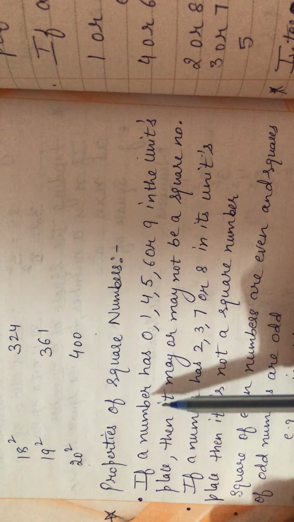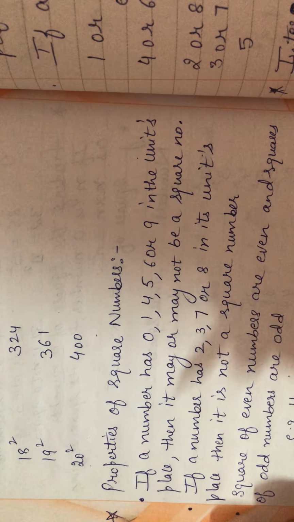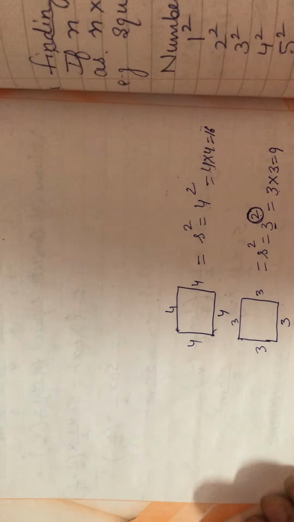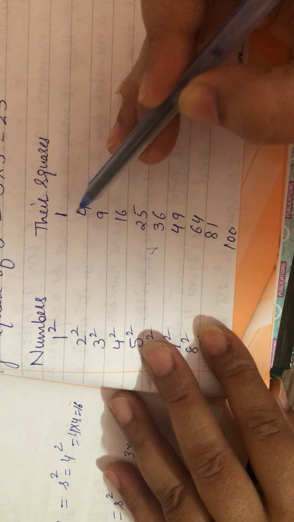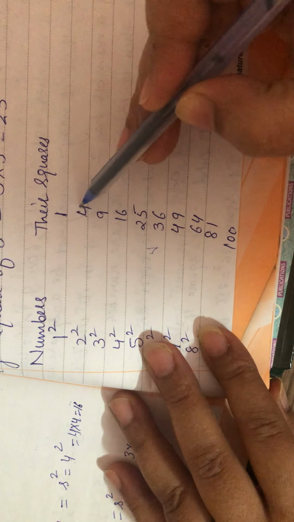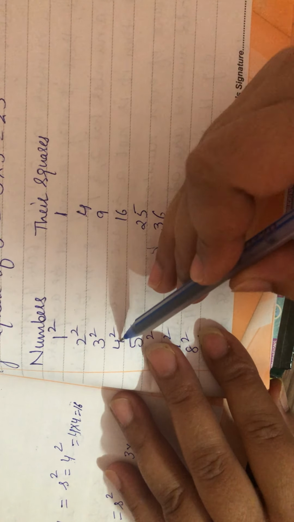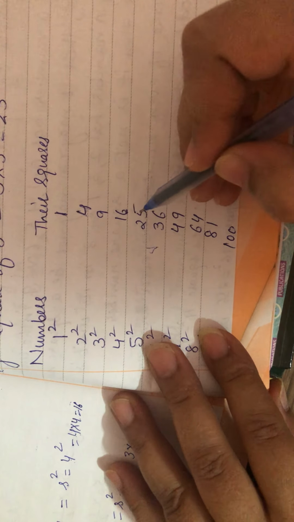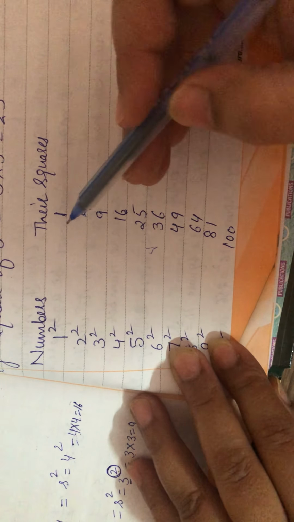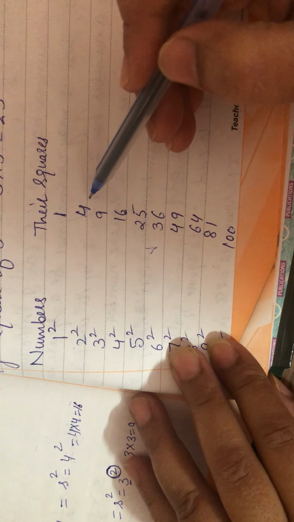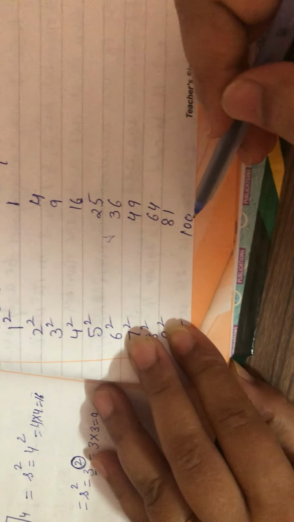First property is if a number has 0, 1, 4, 5, 6 or 9 in the unit place, then it may or may not be a square number. Now if you see all these squares, 1 square is 1, it is ending at 1. 2 square is 4, its unit digit is 4. 3 square is 9, its unit digit is 9. 4 square is 16, its unit digit is 6. 5 square 25, its unit digit is 5.